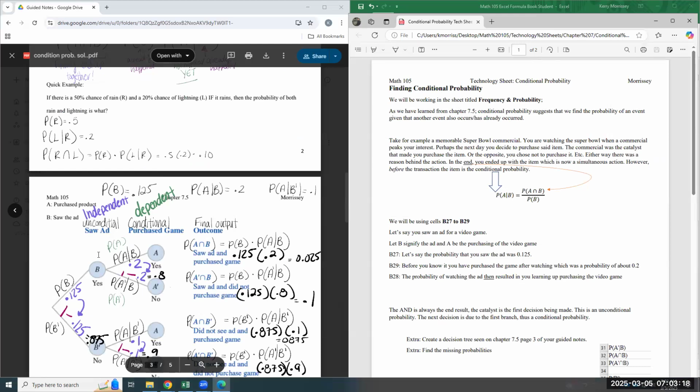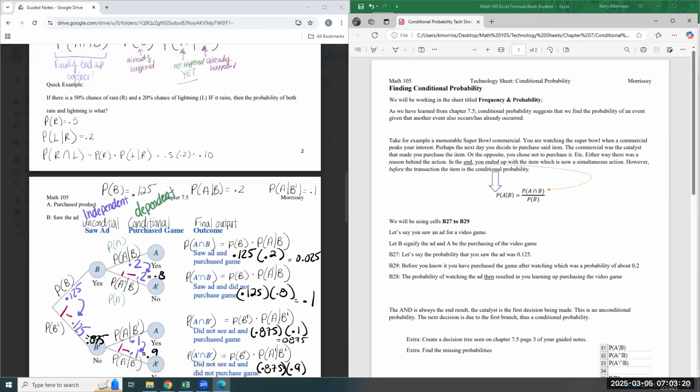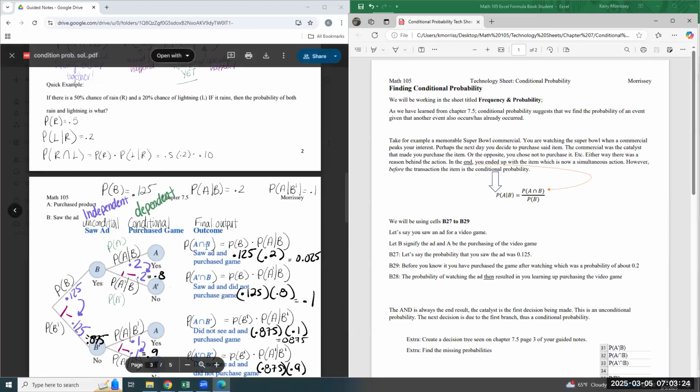You saw the ad. You liked it enough that you're then going to put it into your shopping cart. Go to the store, put it in your shopping cart, and at the very end, you're swiping your credit card. So you have finally purchased it because of some outward action, some sort of catalyst.